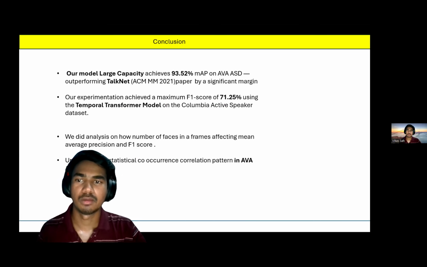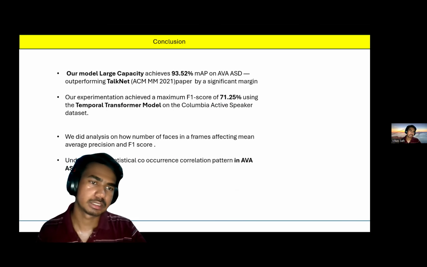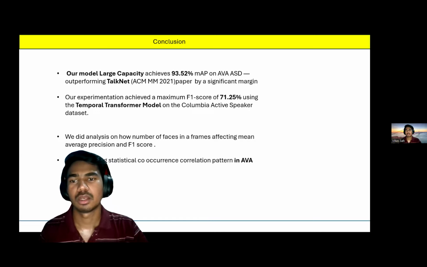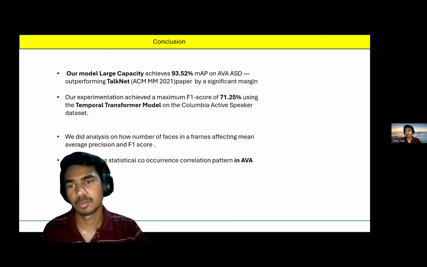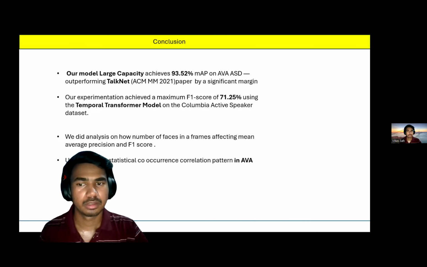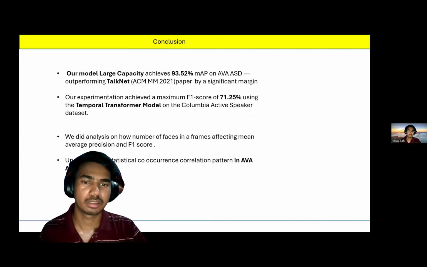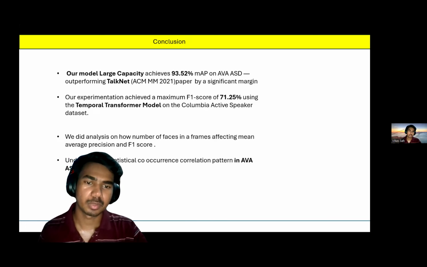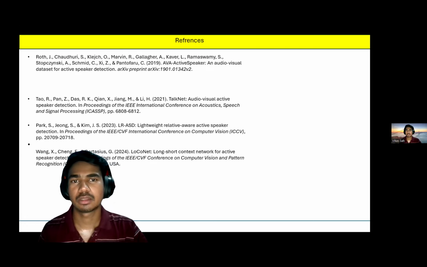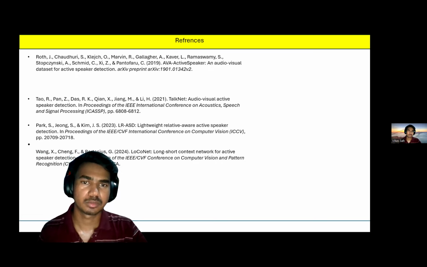So, conclusion: our large-capacity model has achieved 93.5% on the modified TalkNet base architecture with a significant margin, and our experimentation achieved an F1 score of 71.25% using the temporal transformer model. Then the weighted analysis of how the number of faces affects mean average precision and F1 score. We are understanding the co-occurrence correlation pattern in AVA ASD. And these are the references we have used for our research process.